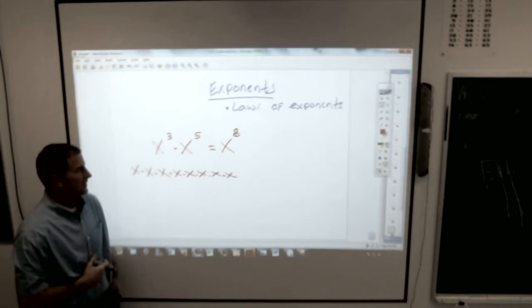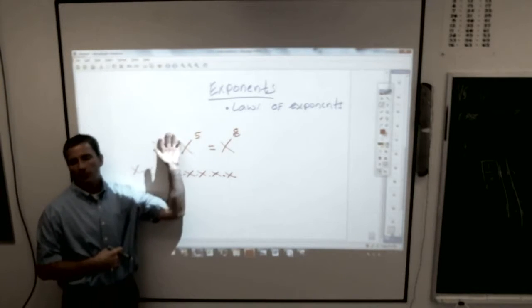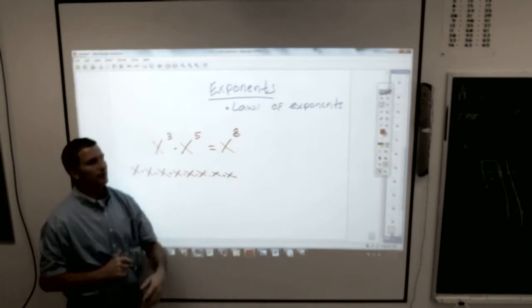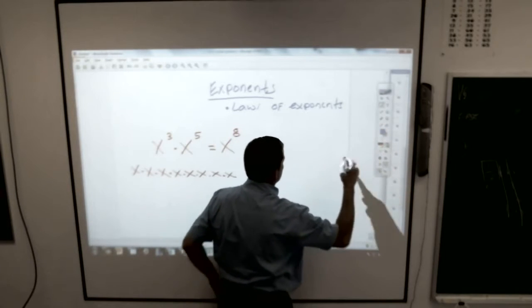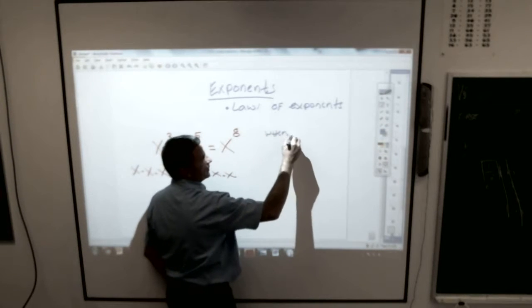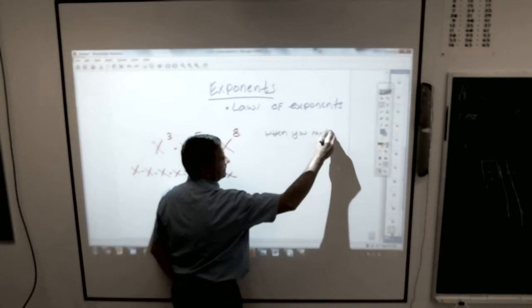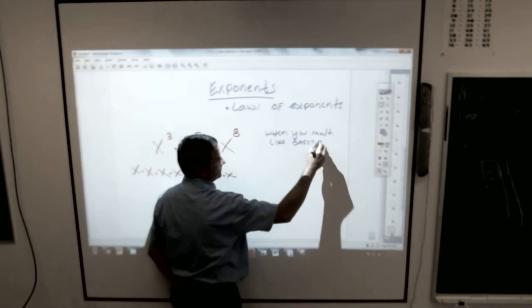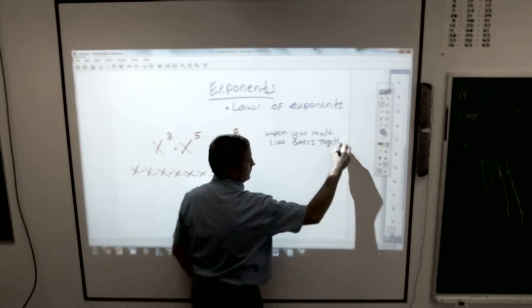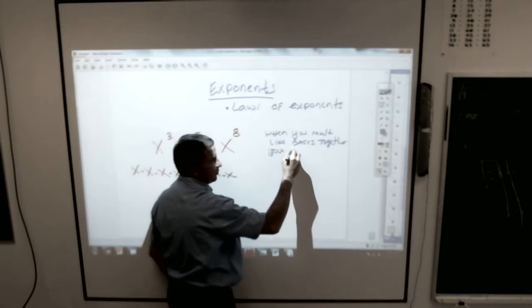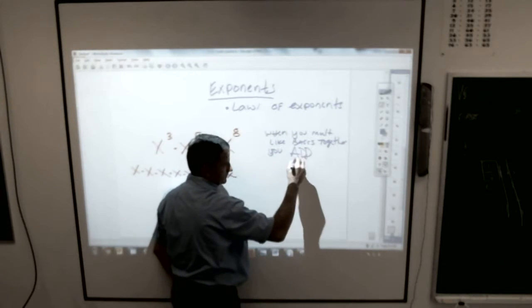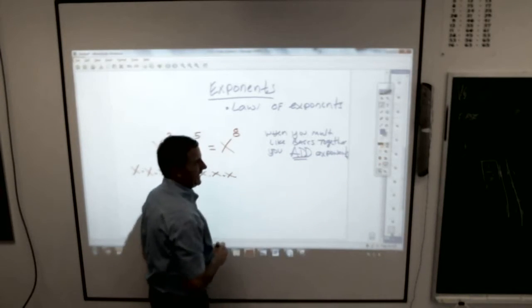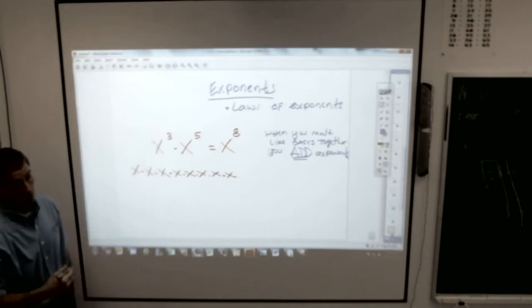Which confuses people because they see this as multiplying and then they multiply those exponents together, and a lot of people put x to the 15th. That is not how it works. So the first rule in laws of exponents is when you multiply like bases together, you, and here's the big point, add exponents. Add them. When you multiply, you add. It confuses people, but that's the way it is.